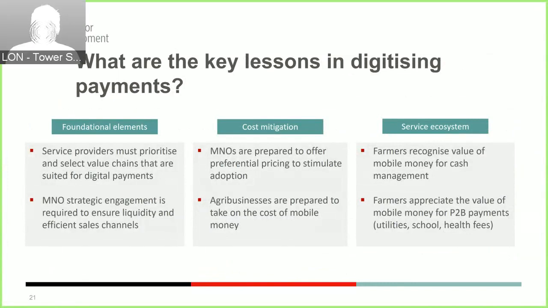Also, we have aggregated key lessons around the mobile money service ecosystem.